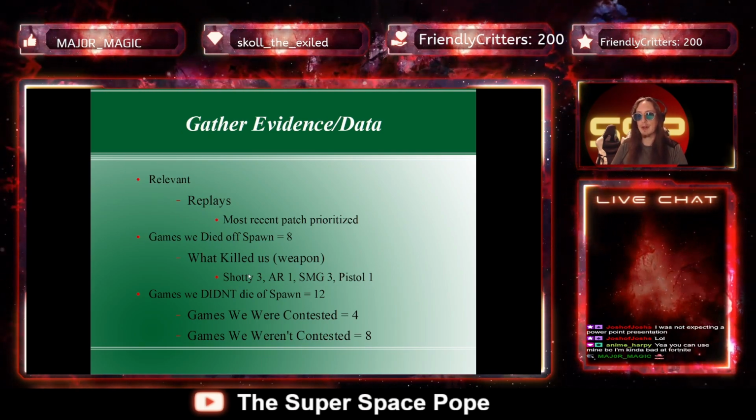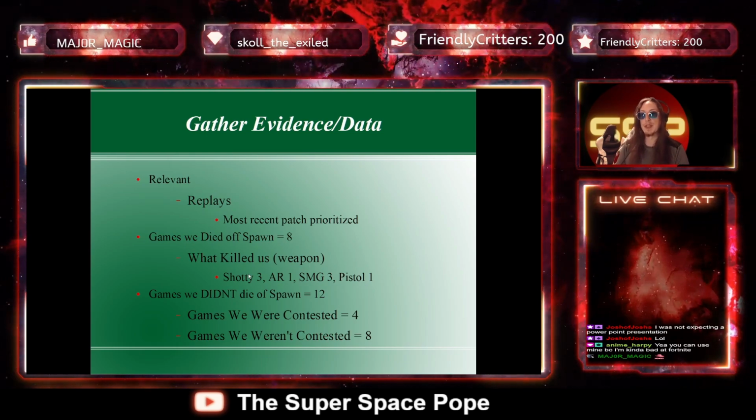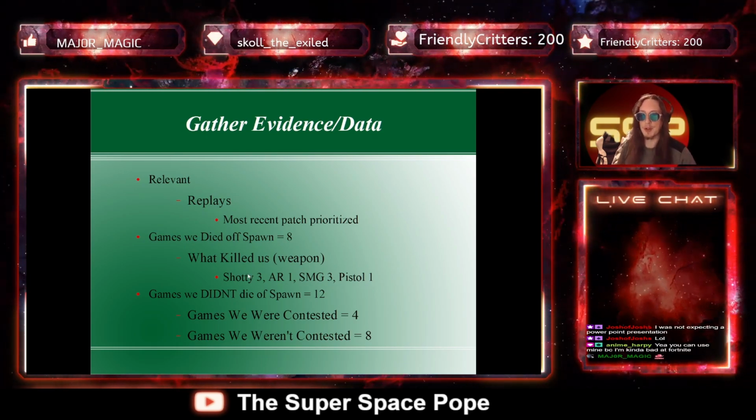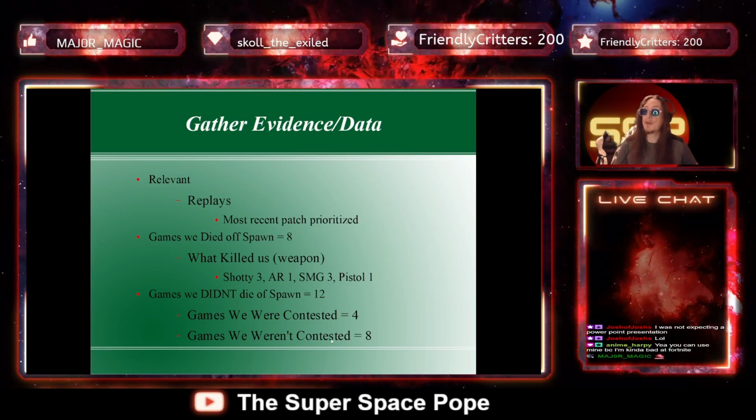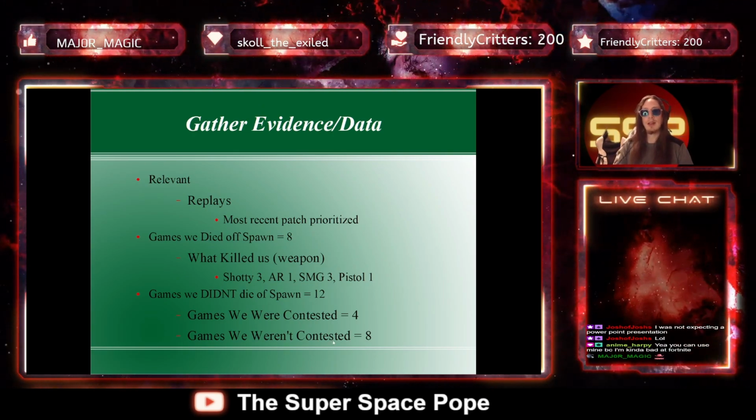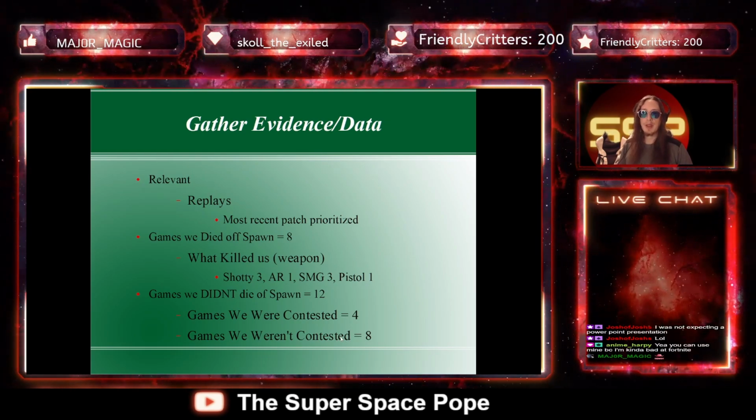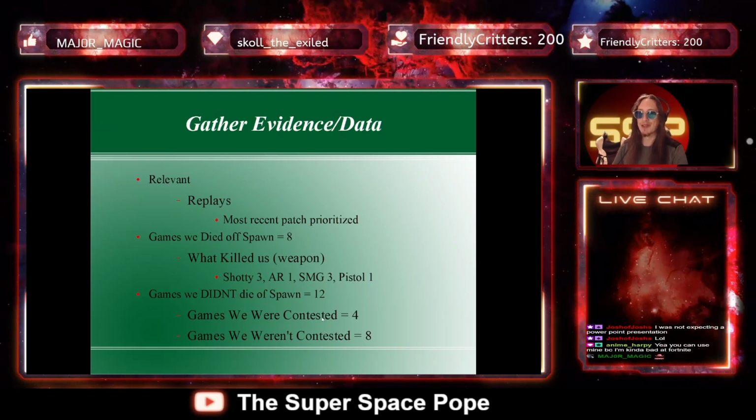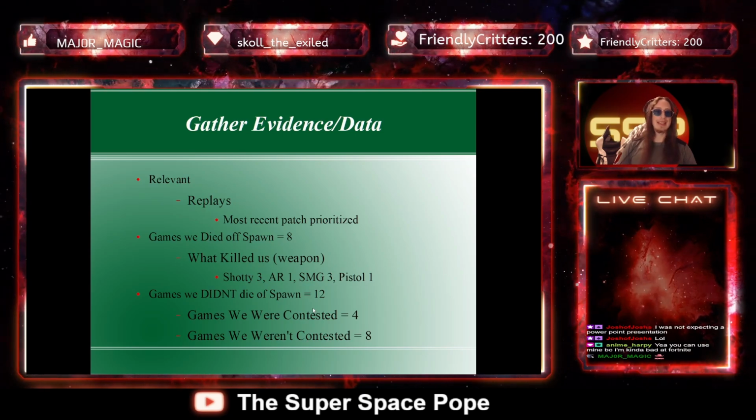So in this case, we have didn't die off spawn 12 times. Of those, we were contested 4 times, which means we were involved or around players 4 out of the 12 games. It means we weren't contested 8 of those times out of the 20. So almost 50% of the time, we're not even contested at this POI, which means it's not that hot, right? We could probably assume that you're not landing at the raft, or Doom's area. This would be more like Classy Courts.